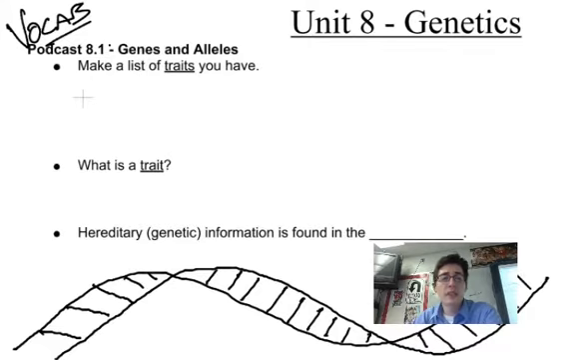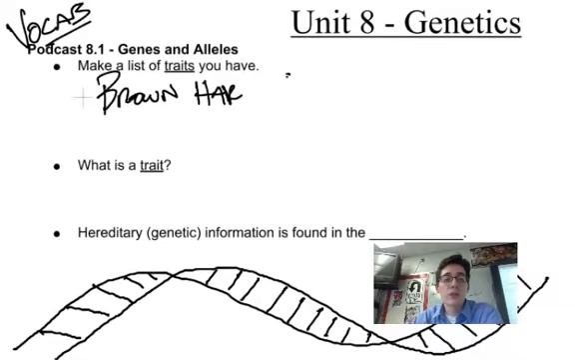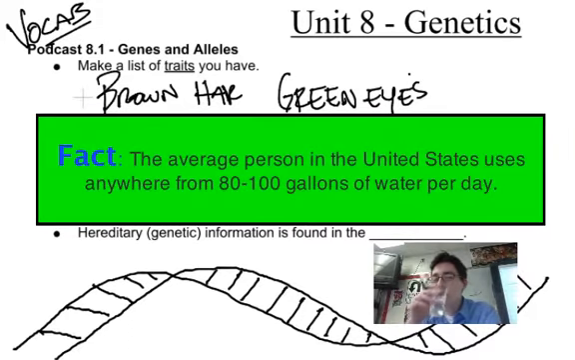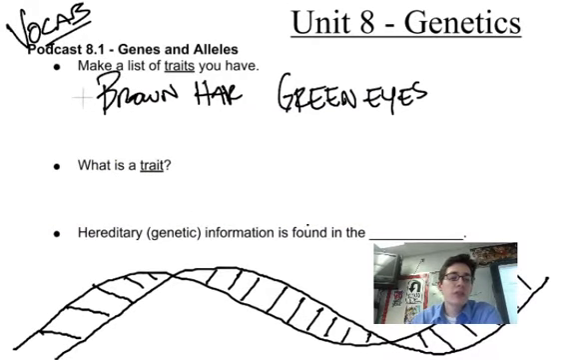a list of traits that you have, and a trait would be something like I have brown hair. So that would be one of my traits. So yours are going to be different based on what you look like. I also have green eyes, if you can't tell. Okay, so take 2 seconds, make a list of your traits while I drink some water.